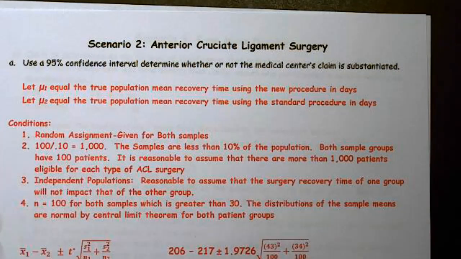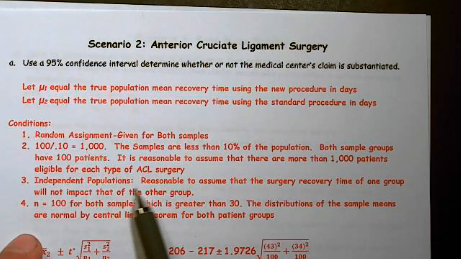All right. Make sure that you sit there and go, you know what? I'm going to look at the individual group getting it. All right. And a lot of times the group sizes will be different and you'll have no choice. So please make sure that you look at each individual group and address it as such. Independent populations, reasonable to assume that the surgery recovery time for one group will not impact that of the other.